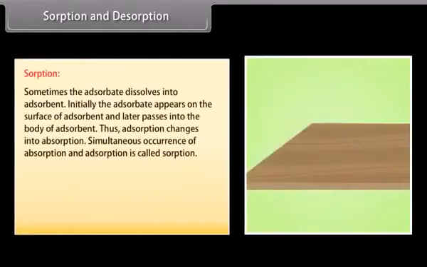Sorption and desorption. Sorption. Sometimes the adsorbate dissolves into adsorbent. Initially, the adsorbate appears on the surface of adsorbent and later passes into the body of adsorbent. Thus, adsorption changes into absorption. Simultaneous occurrence of absorption and adsorption is called sorption.